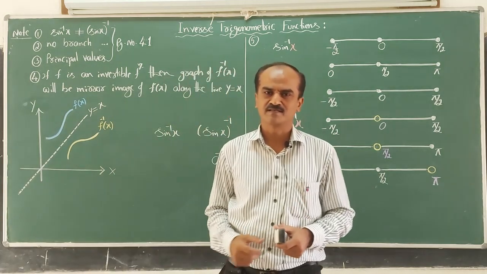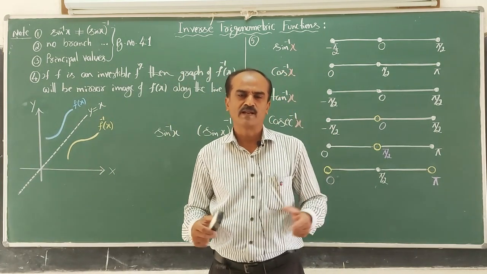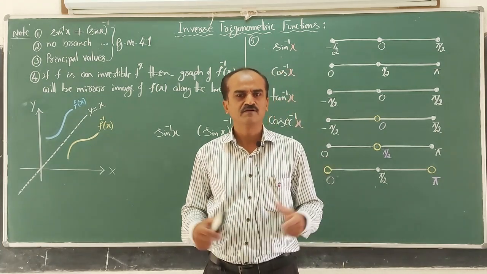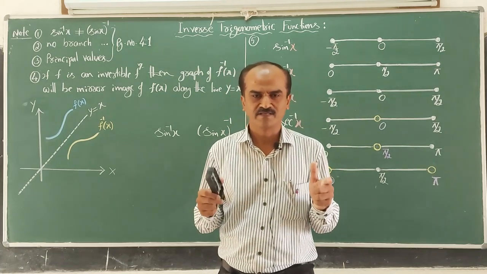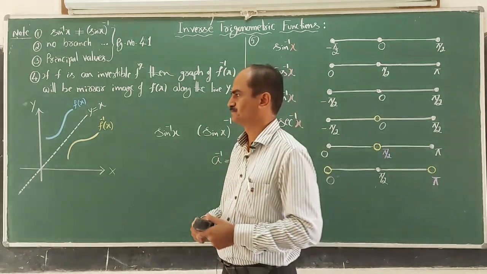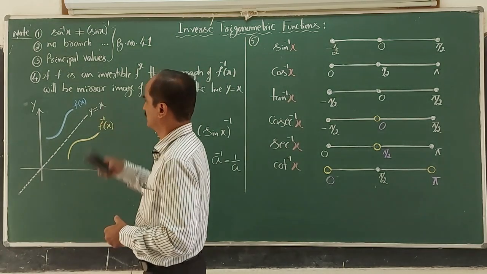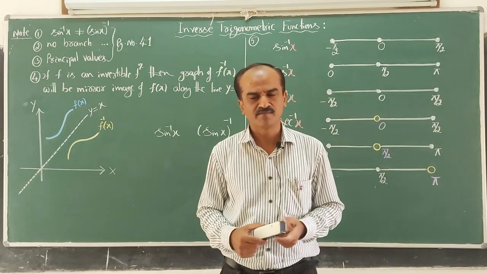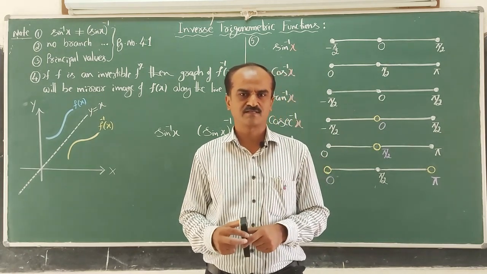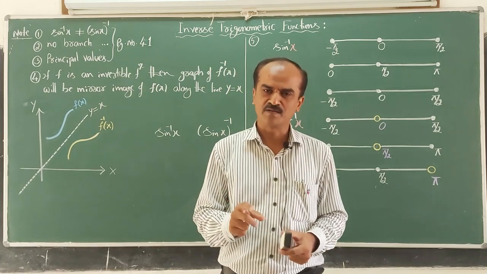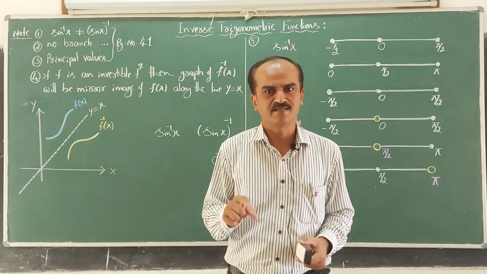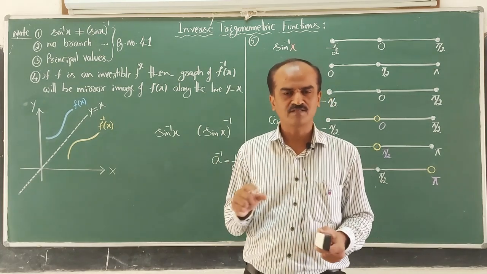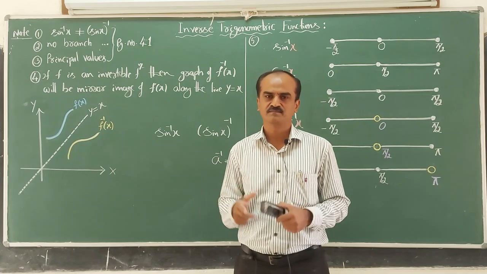The second one says, whenever no branches of inverse trigonometric function are given, we have to take by default always the principal branches. And third one, it says what is meant by a principal value, that I already told in the first class. The value of inverse trigonometric functions which lies in the range of the principal branch is called the principal value.